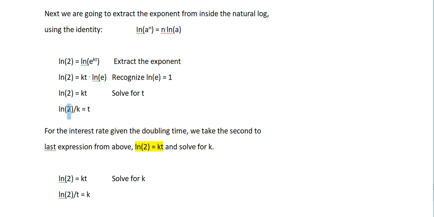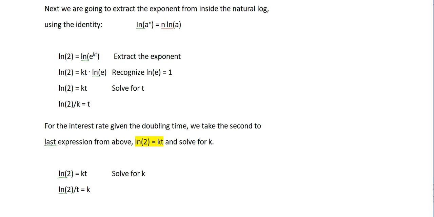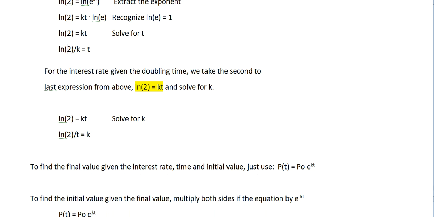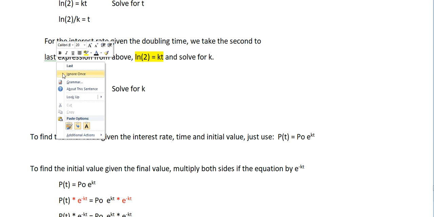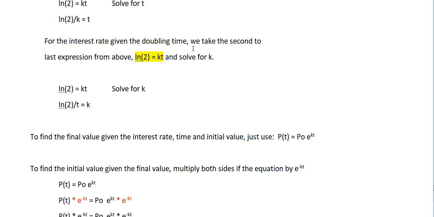Let's remember that doubling time, that bit of information about doubling time, is contained in this number 2. So we have the natural log of 2 divided by our interest rate is equal to the time it takes for an initial quantity to double. For the interest rate, given the doubling time, we take the second to last expression, this portion here, and we're going to solve for k instead of t. So we have a very similar expression that we can work with.